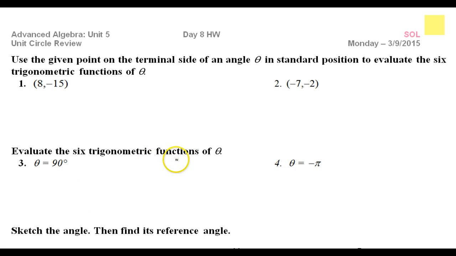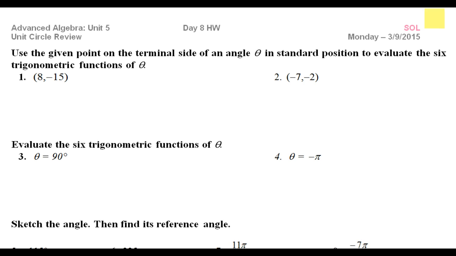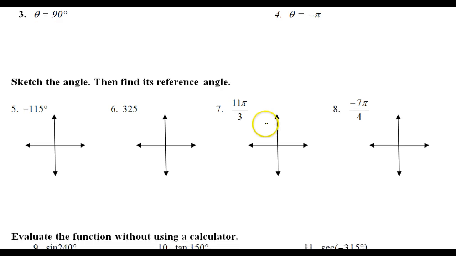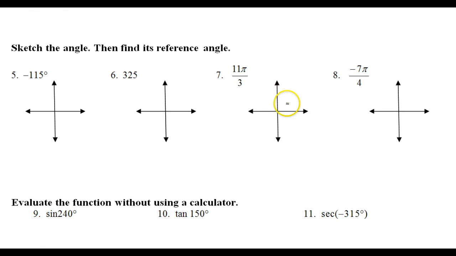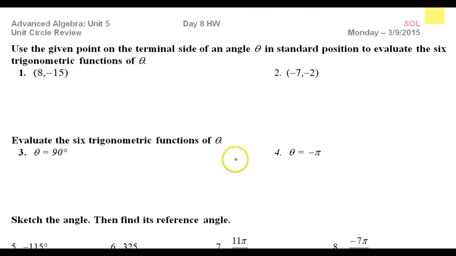Alright, in this video we will review a few of the things that we have learned about the unit circle. We will evaluate all 6 trig functions at special angles. We will evaluate all 6 trig functions given a point on the terminal side of the angle. And we will find reference angles and coterminal angles in radians and degrees. So, a lot of fun to be had starting right now.